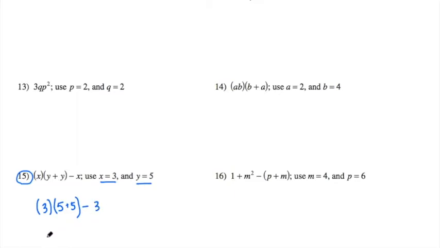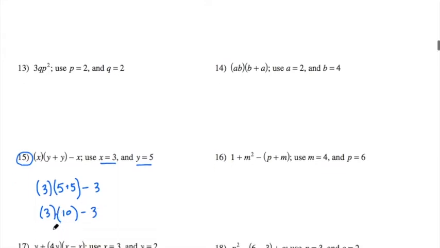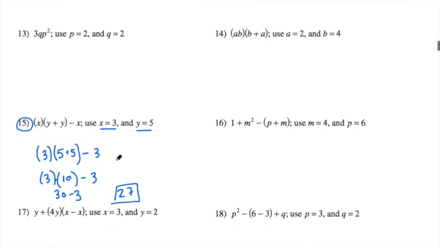Great. So let's go ahead and follow the order of operations. Nothing to do in the first set of parentheses. So the second set of parentheses, 5 plus 5 is 10. And we still got the minus 3. Okay, so now we've got 2 operations left, really. We've got multiplication and subtraction. Multiplication is going to happen first. So we have 30 minus 3. And 30 minus 3, of course, is 27. So this expression, x times the quantity y plus y, minus x, is equal to 27 when x is 3 and y is 5.